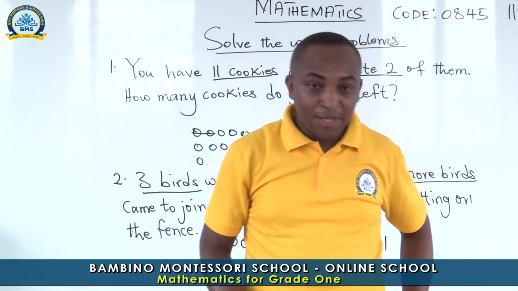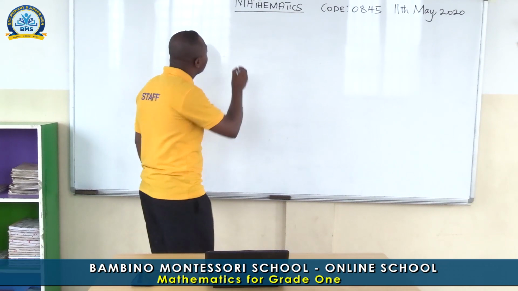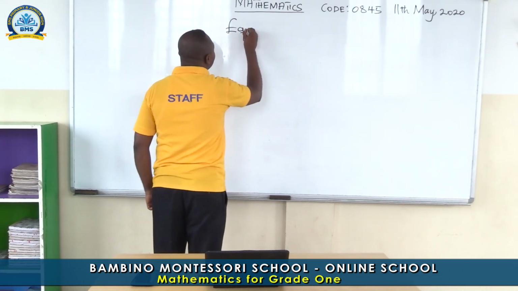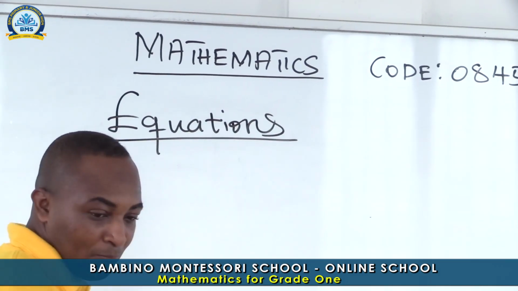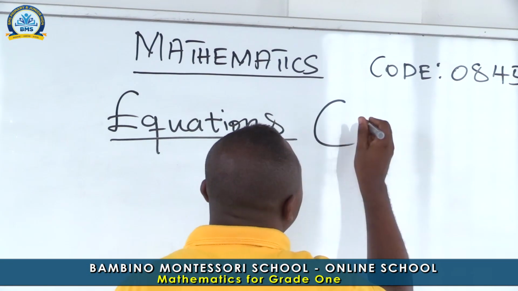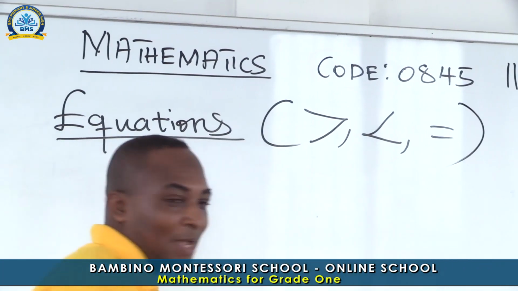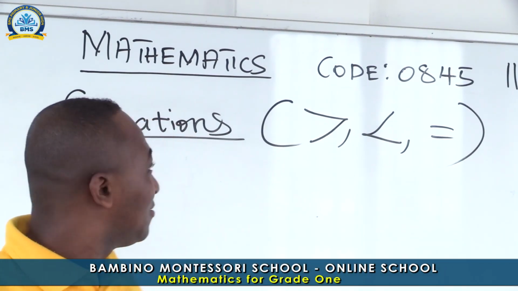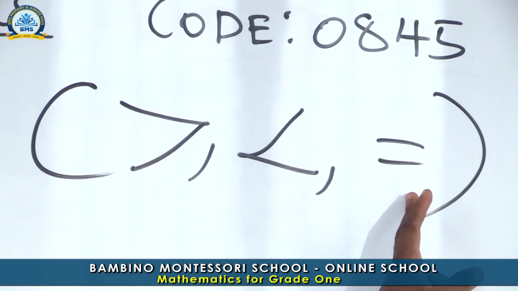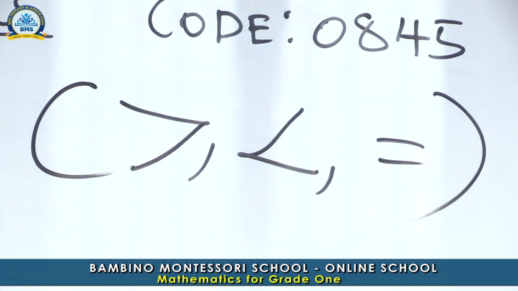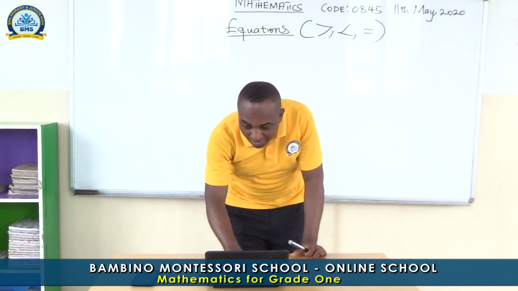We also learned about equations, and we learned equations using some symbols. Yeah, we used these symbols. I hope you do remember the following symbols. We have the greater than, the less than, and the equal sign. Yeah. So I'll give you 1 or 2 examples under what we learned.